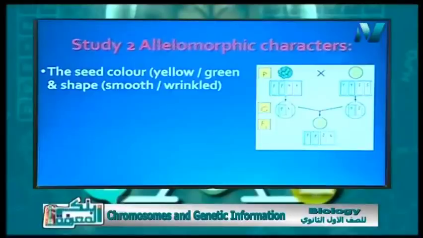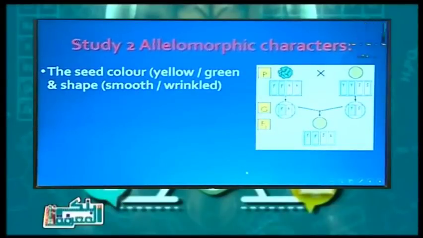We just got 6 minutes left, so try to sum it up. So we have another part, when Mendel studied 2 allelomorphic characters. For example, he chose the color of the seed and the shape of the seed. The color could be yellow as dominant character, green as a recessive character, and the shape could be smooth or wrinkled. Smooth is dominant and wrinkled is recessive.